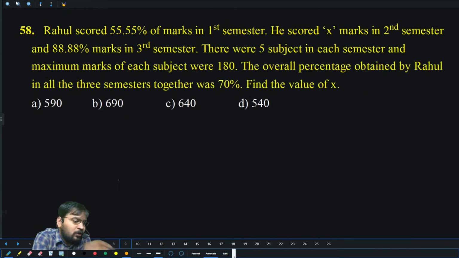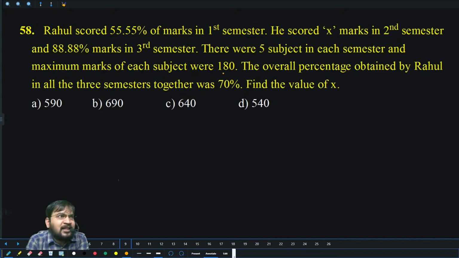Rahul scored 55.55% of the marks in the first semester. He scored X marks in the second semester, 88.88% marks in the third semester. There were 5 subjects in each semester and the maximum marks of each subject were 180. The overall percentage obtained by Rahul in all the 3 semesters together was 70%. Find the value of X.